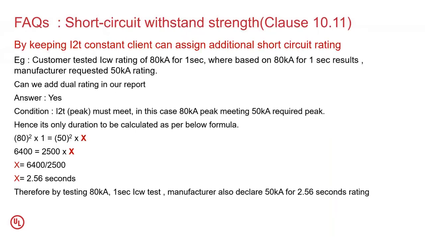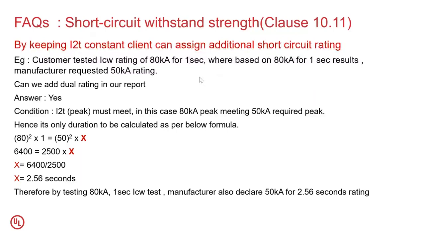Okay, this is very, very important. By keeping I square T, many questions are coming to me. Can we assign a different short circuit rating? Example, I am going to give you, this may be more technical. If the product ICW is tested for 80 kA, based on the 80 kA results, can the manufacturer declare, by the testing authority, a 50 kA rating?